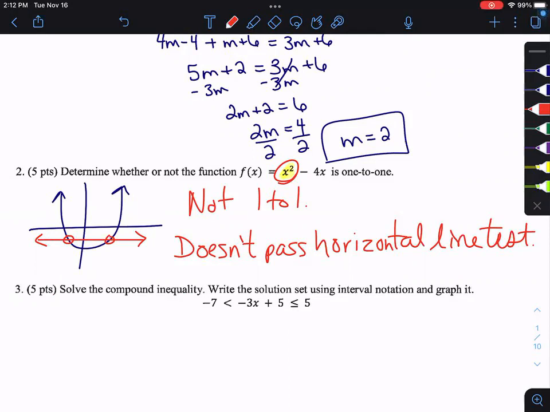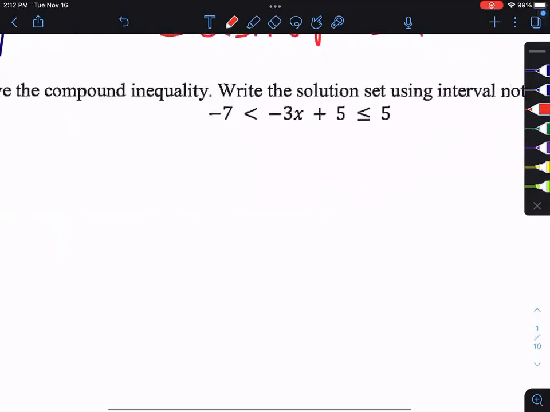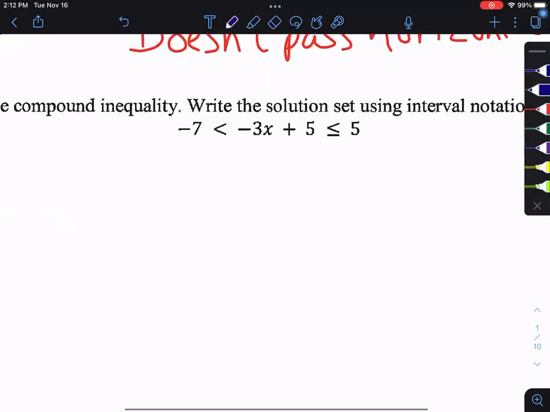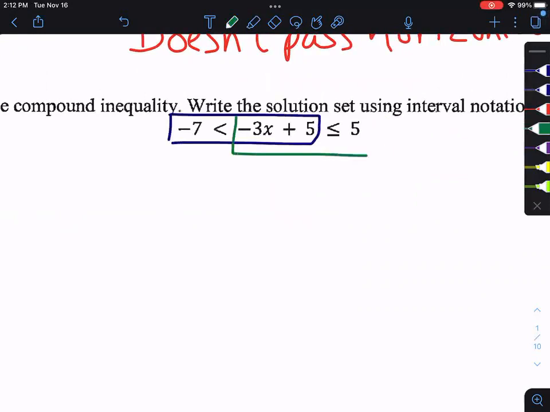Question number 3, solve the compound inequality. We're going to write our solution using interval notation and graph it on a number line. So first thing we're going to do is split this into 2 problems. We're going to have this problem here, and we're going to have this problem here. Remember that the middle section does not get split, it gets used twice.